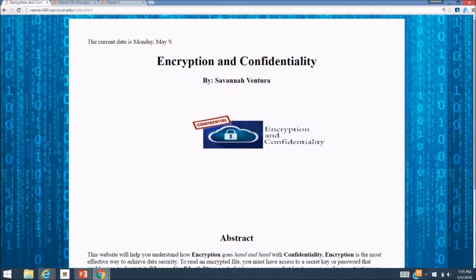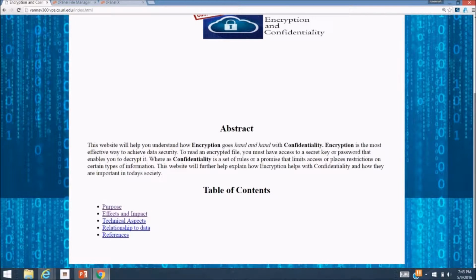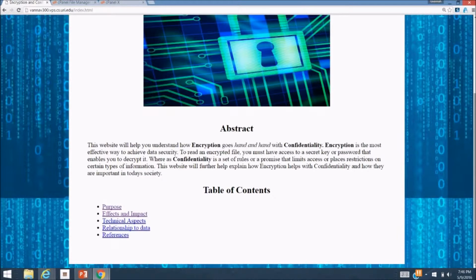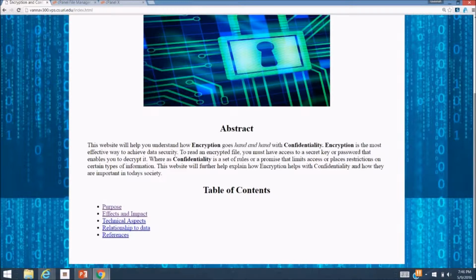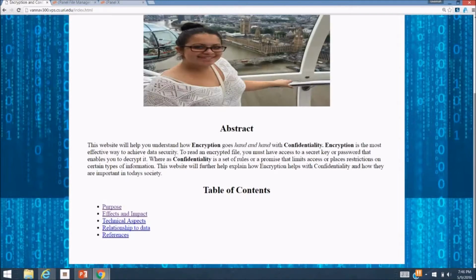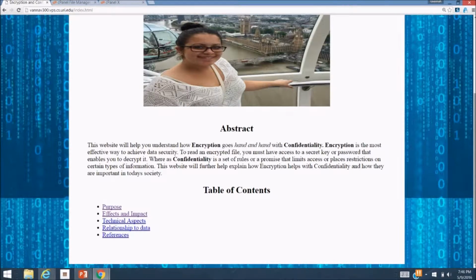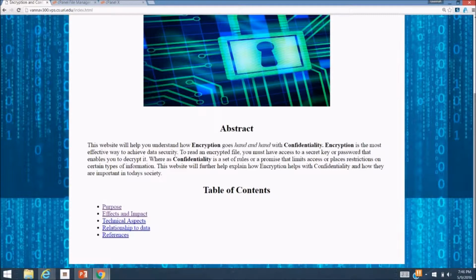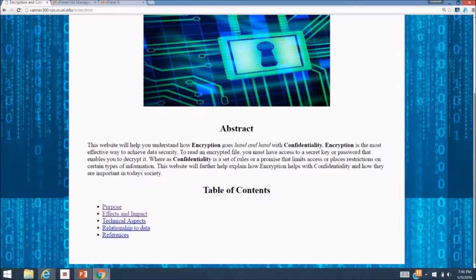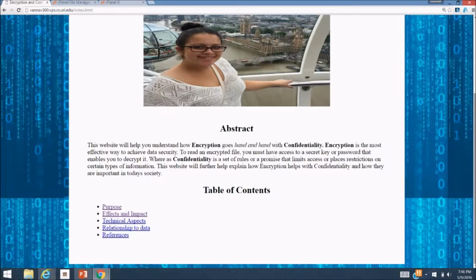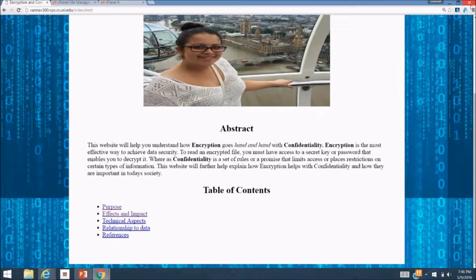Now getting back to my web page on encryption and confidentiality. Encryption is today's most effective way to achieve data security. The only way to read an encrypted file is to have access to a secret key or password that enables you to decrypt the message. As for confidentiality, it is a set of rules or a promise that limits access or places restrictions on certain types of information. Overall, at the end of my video lecture, you will learn that encryption and confidentiality go hand in hand and how they are important in today's time.